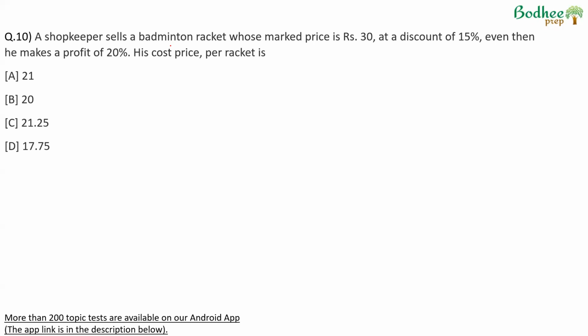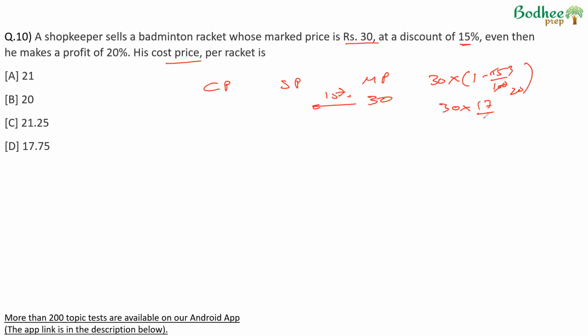A shopkeeper sells a badminton racket whose mark price is 30 at a discount of 15%, even then makes a profit of 20%. Cost price of the racket is? Cost price, selling price, mark price. Mark price is 30, discount 15%. So selling price will be mark price into 1 minus 15 upon 100. This becomes 17 by 20. Therefore, 30 into 17 by 20, which is 51 by 2 or 25.5.